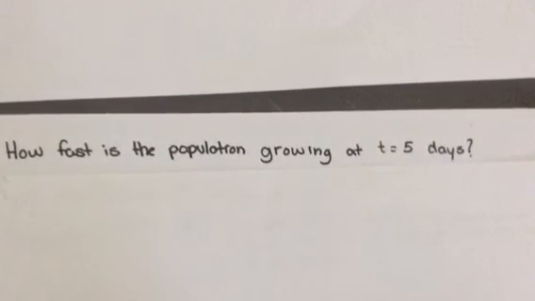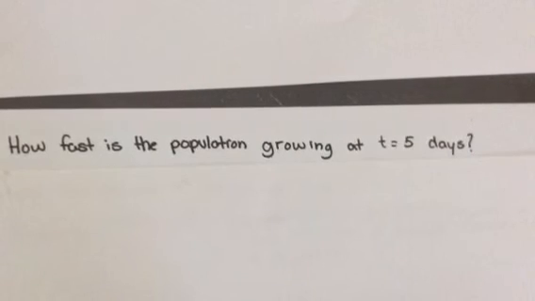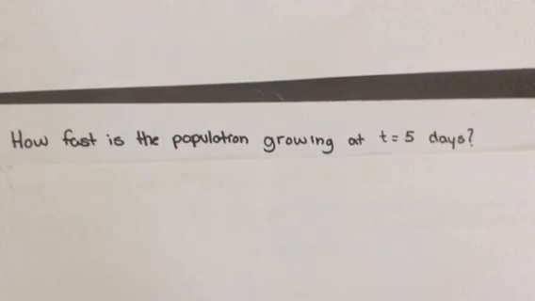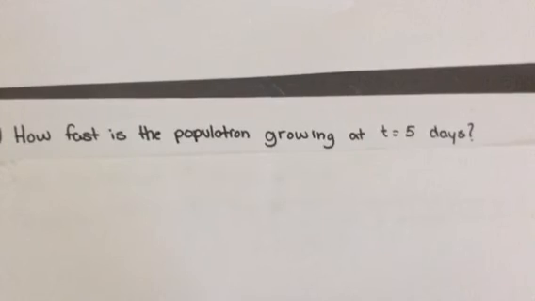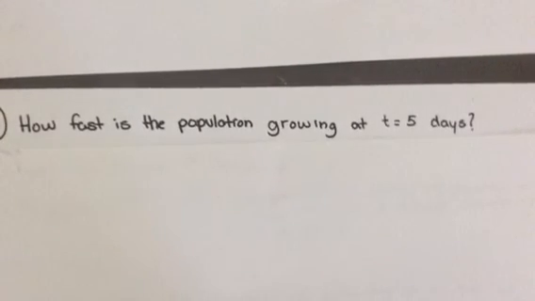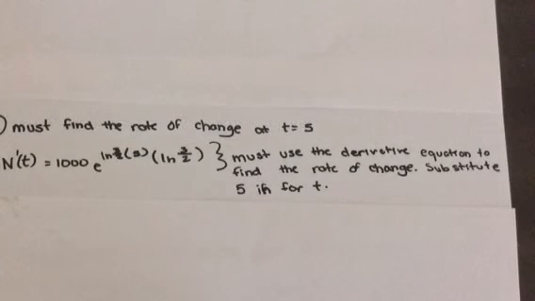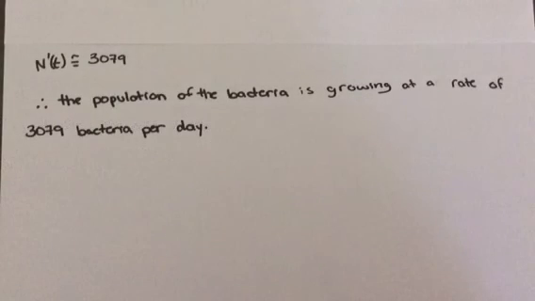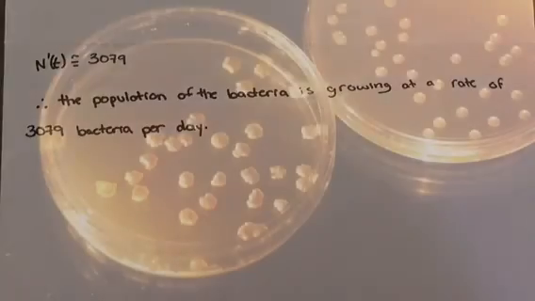Finally, letter D asks how fast the population is growing at t equals 5 days. This means that the rate of change is at 5 days. In order to solve this, we must use the differentiated function that we found in letter C. To find this answer, we will substitute 5 in for t into the derivative equation. I will solve this using my calculator. To find the answer, it's about 3,079. This means that the population of the bacteria is growing at a rate of 3,079 bacteria per day.